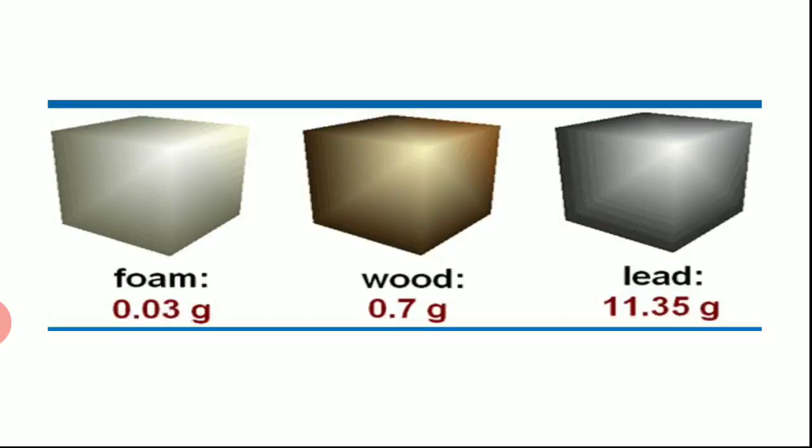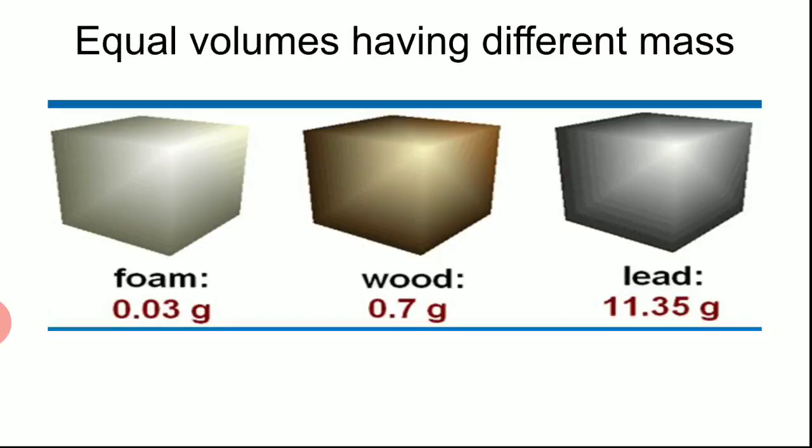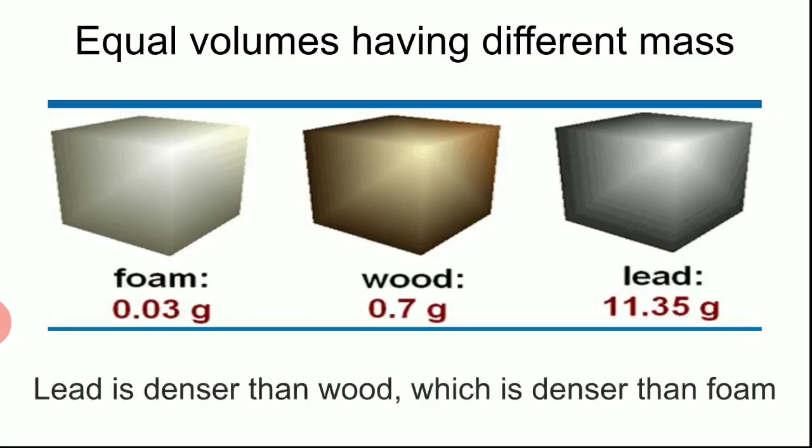Now the first one is of foam, second one is wood, and third one is lead. Now there is some difference mentioned in the figure. Please observe. Yes, you identified it correctly. The difference is in their mass. Foam is 0.03 grams, wood is 0.7 grams, and lead is 11.35 grams. Now, this states that equal volumes of different substances have different mass. So if we go to see, lead is denser than wood, which is again denser than foam.